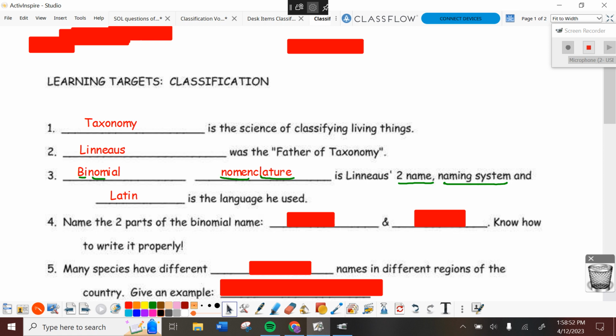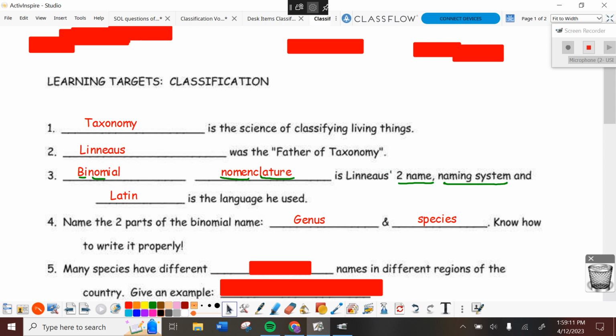Okay, so he talked about binomial nomenclature using two names. Now he had a lot of levels, but which 2 levels did he use for the binomial name? What two words did he use? Genus and species. Good.